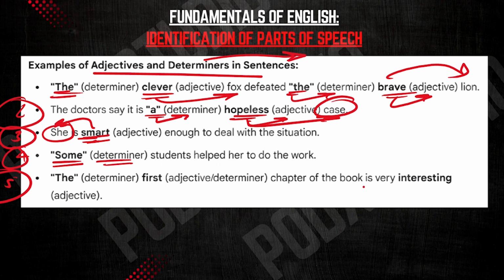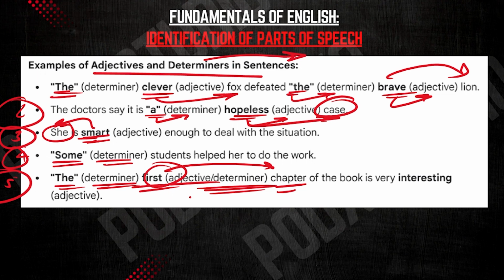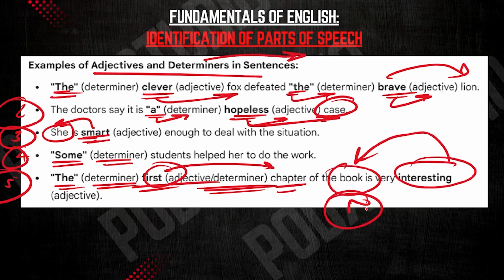The first chapter of the book is very interesting. Here there is a determiner. First is showing what? Chapter. That's why it's an adjective determiner, you can say, because it doesn't have a degree as well. First, firster, firstest, you cannot say that. Okay. So of the book is very interesting. Here the interesting is telling about what? The interesting is telling about the book, which is a noun as well.